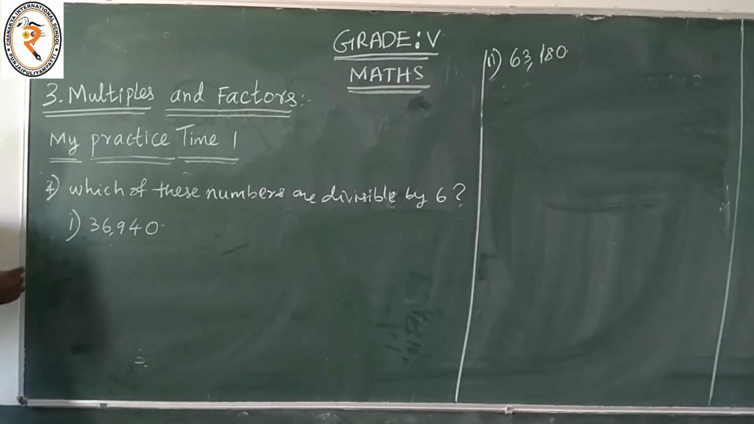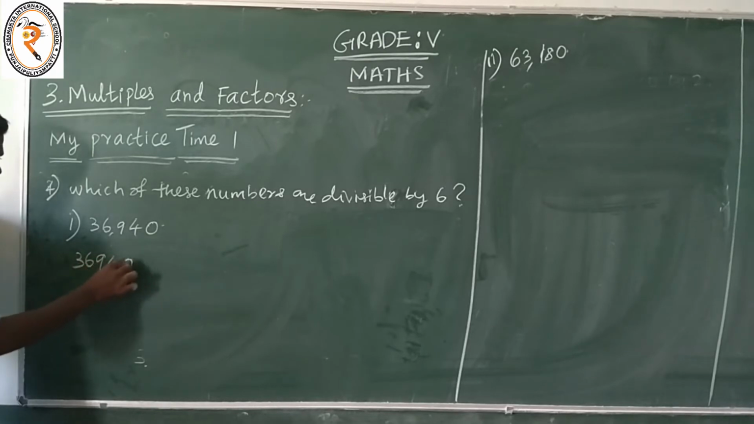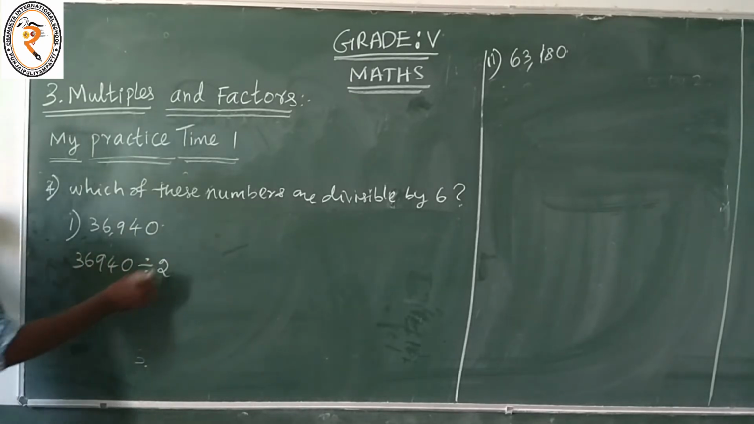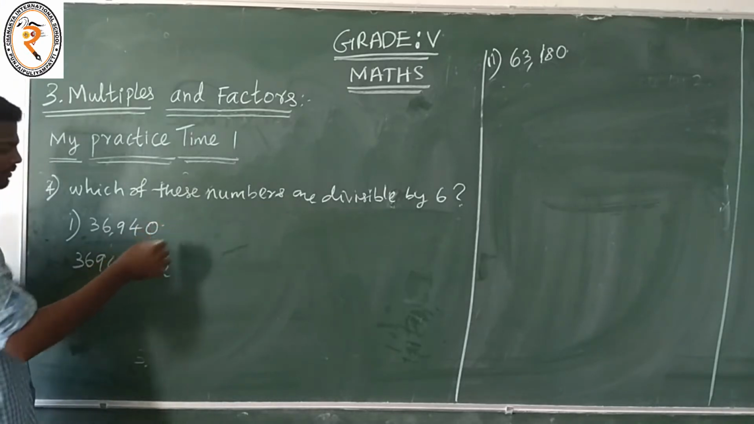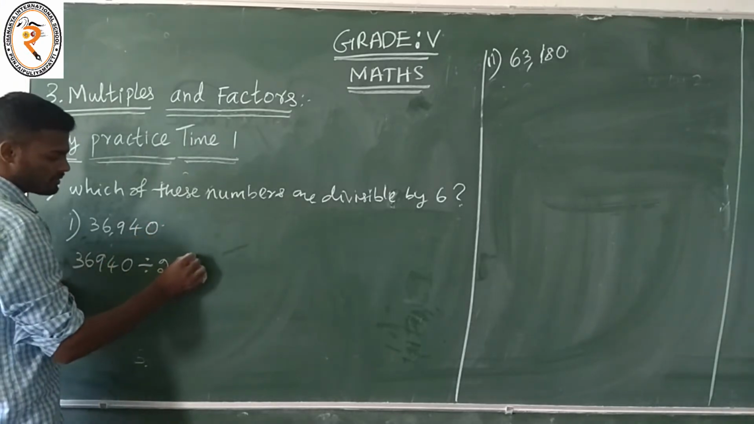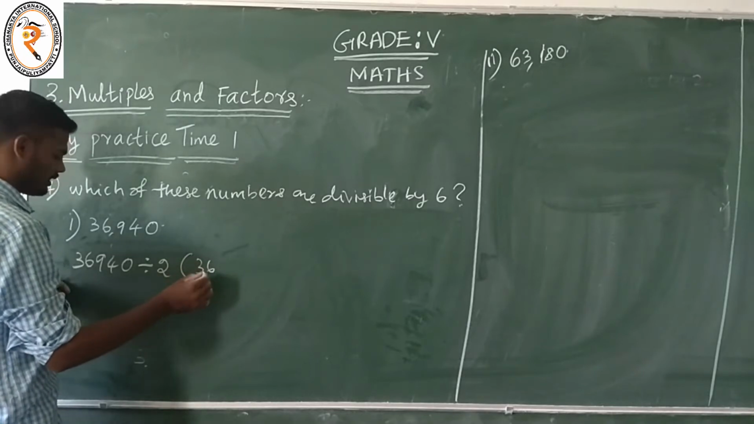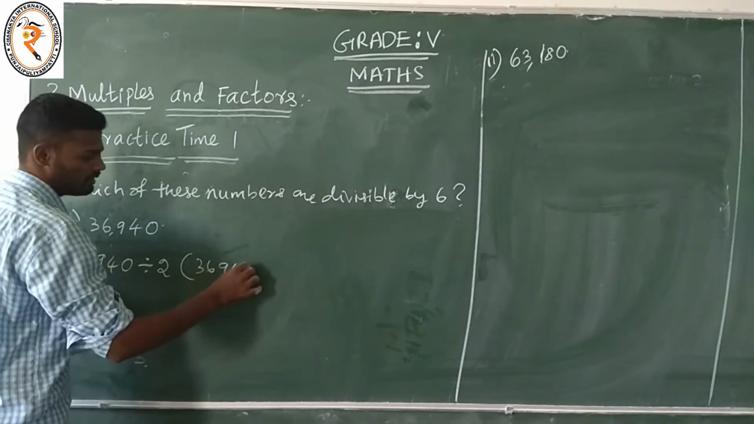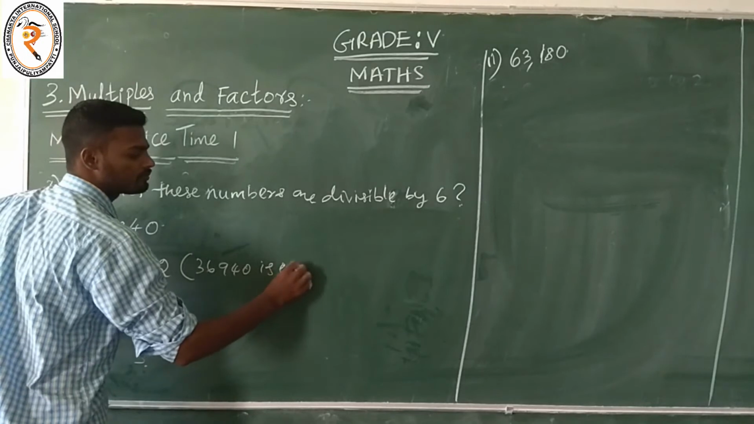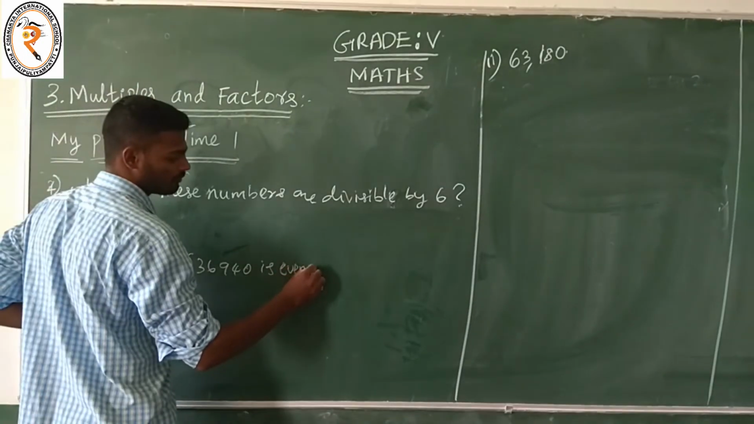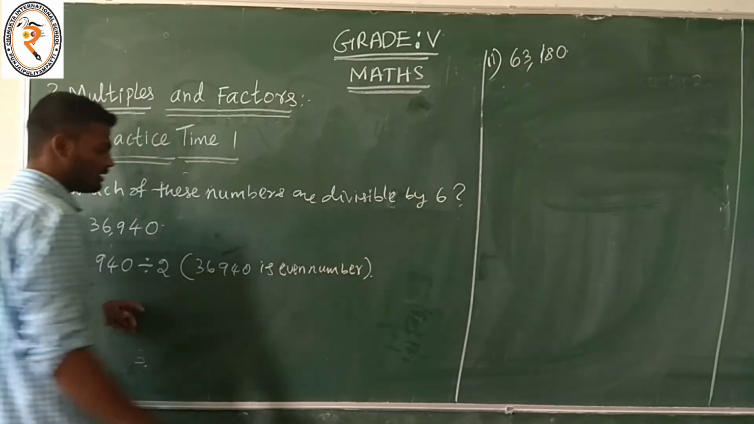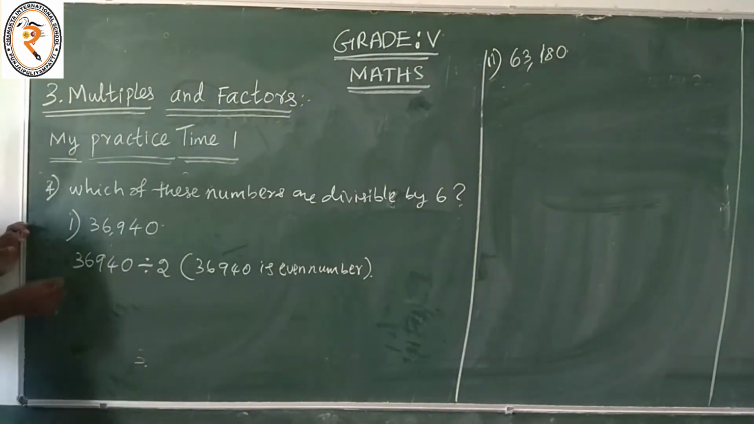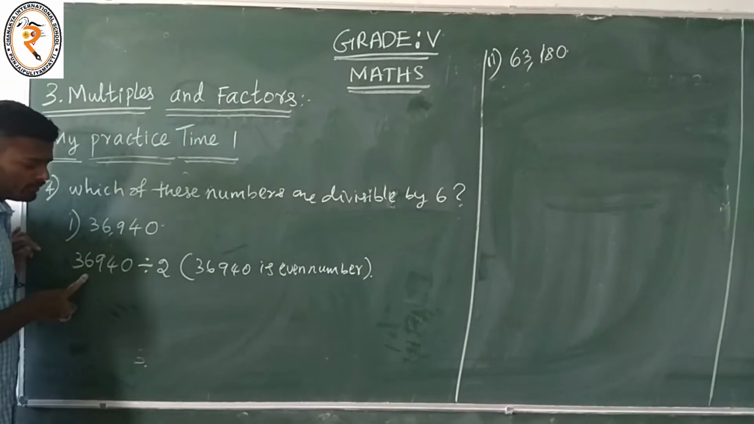36,940 is divisible by 2. It is an even number. Because 36,940 is an even number, it is divisible by 2.